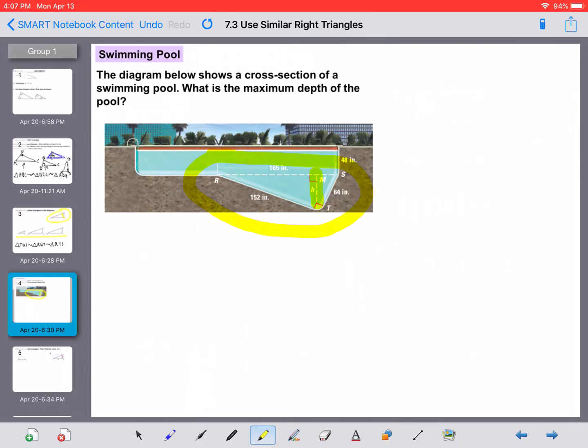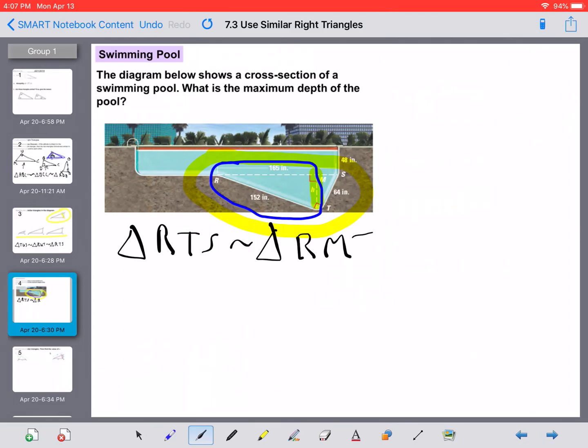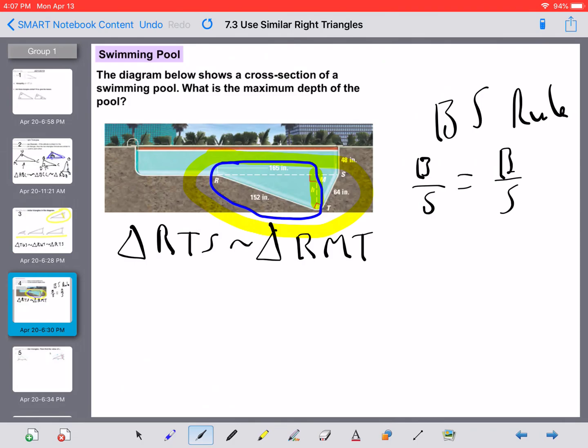I'm going to look first at the big triangle, which is triangle RTS. I know it's similar to the smaller one right here, which I'm going to call triangle RMT. We know those sides are proportional. I'd like to use my BS rule, which means as you set up proportions, you go big to small is equal to big to small. So you look at the same sides.